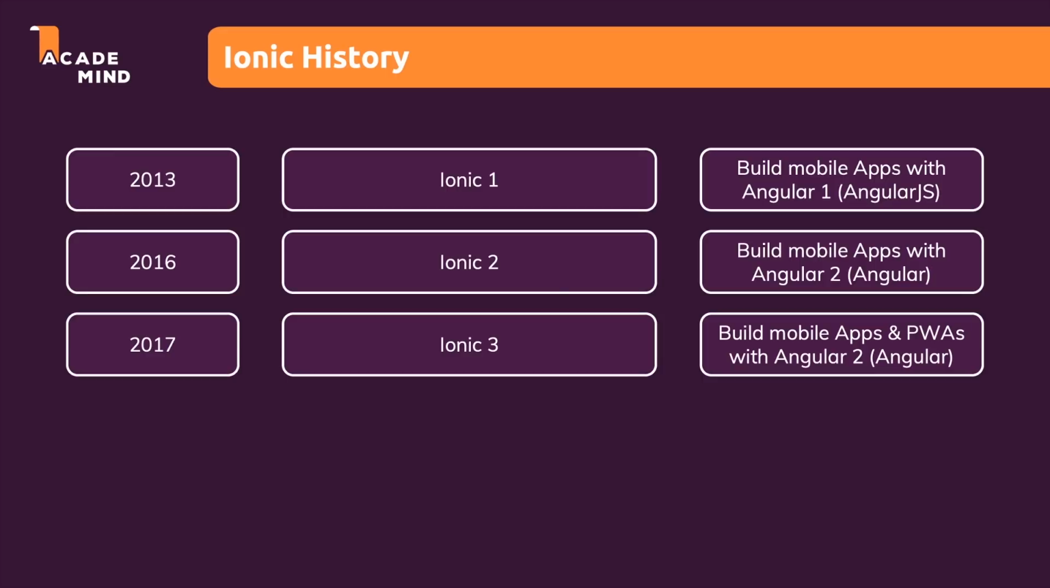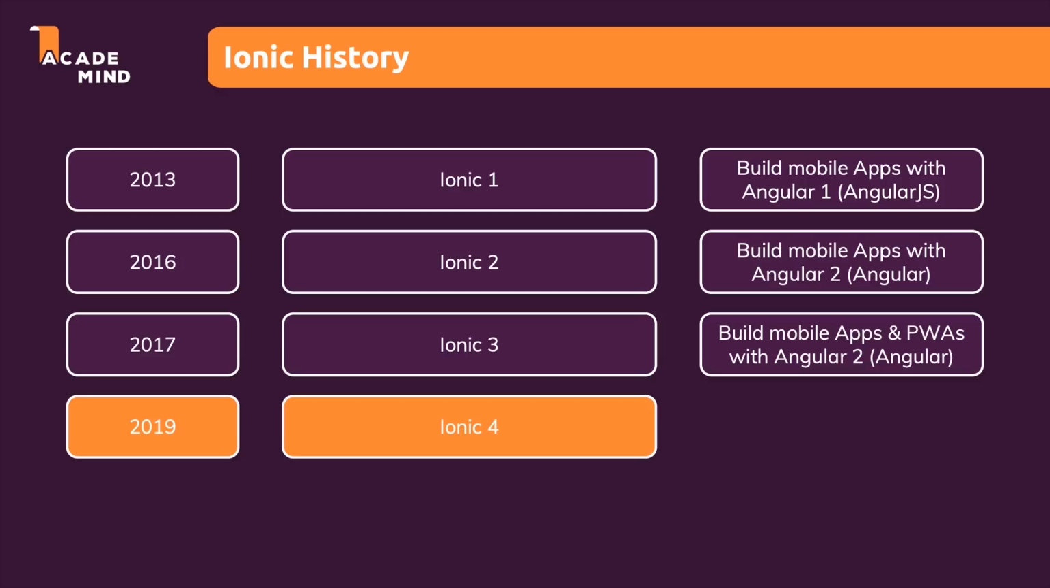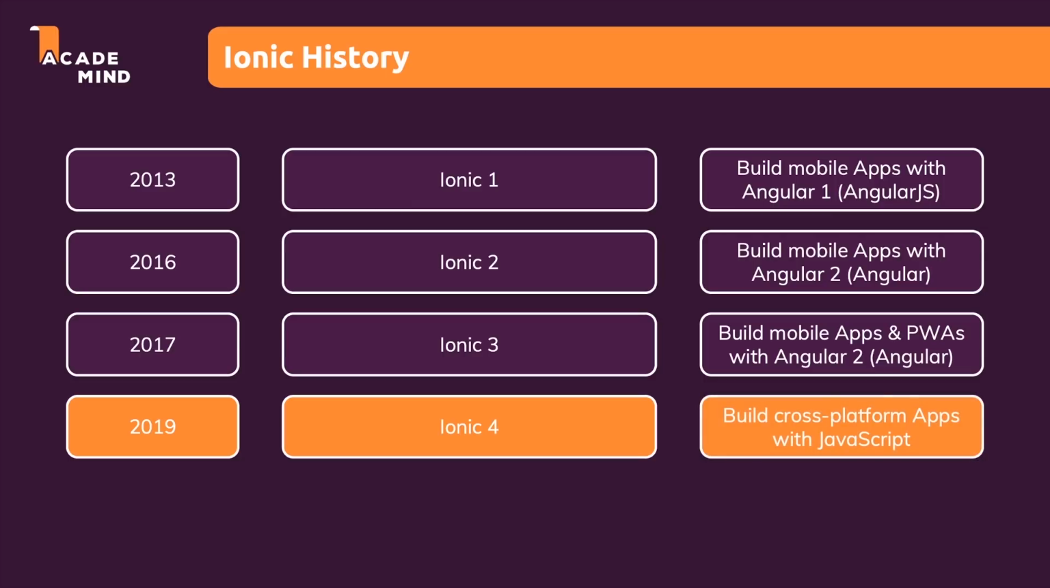Then we had a huge, very important new version in 2019, and that was Ionic 4. Ionic 4 changed everything. The Ionic team moved away from Angular. They now supported every framework, or no framework at all if you wanted that, with vanilla JavaScript, because now Ionic was really just a web component framework.